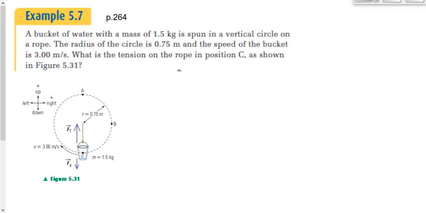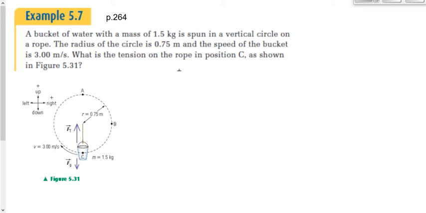Let's do an example here. Page 264 says a bucket of water with a mass of 1.5 kilograms is spun in a vertical circle on a rope. The radius of the circle is 0.75 and the speed of the bucket is 3. What's the tension on the rope as shown in 5.31?